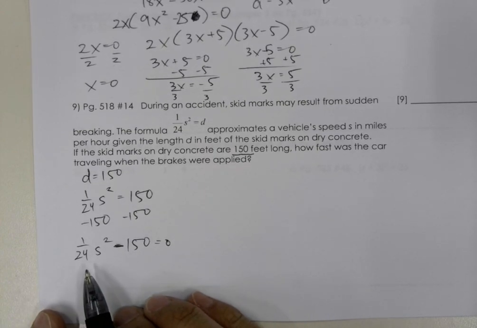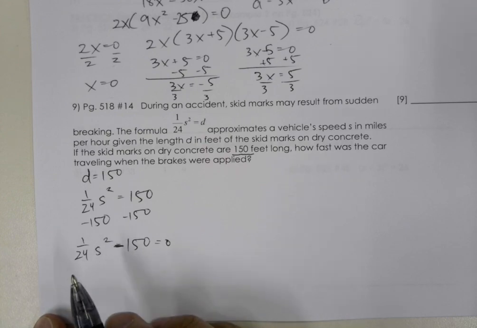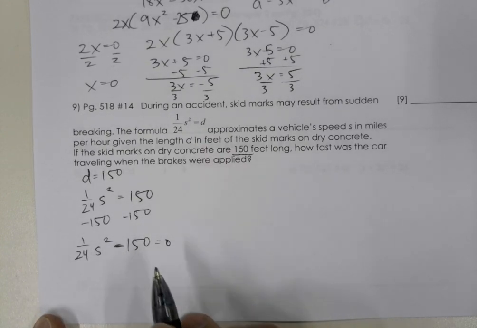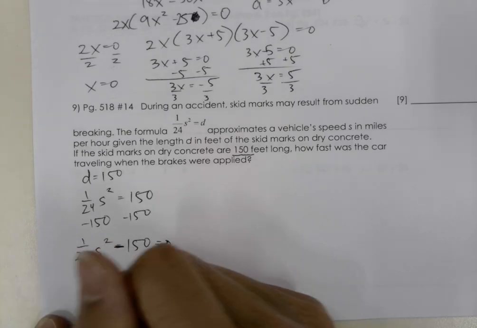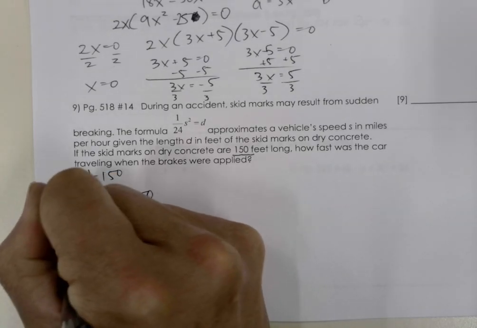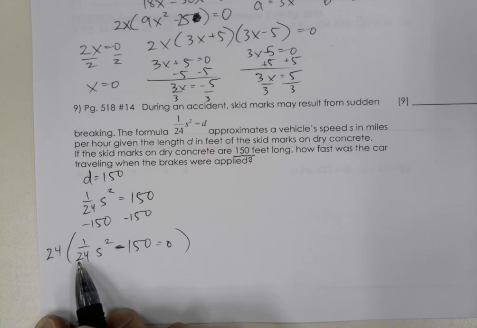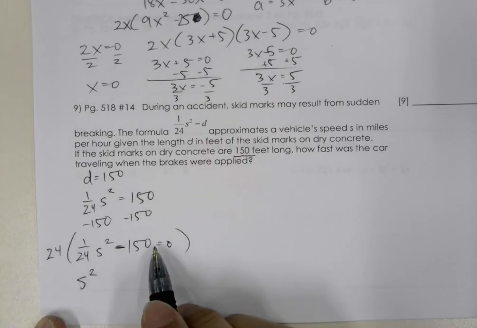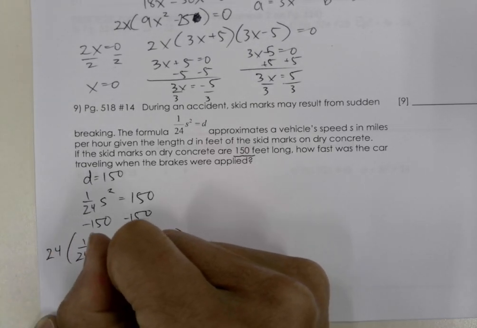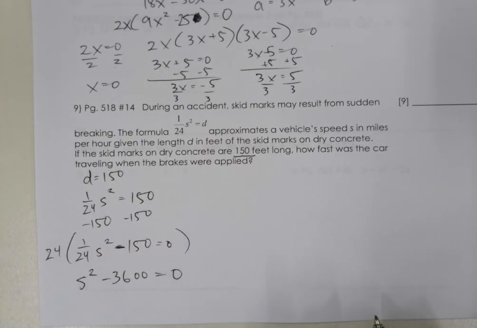We need to have a whole number in front of the S squared. We can do that by multiplying every term in the equation by 24, the reciprocal of the coefficient of the S squared term. So let's go ahead and do that. It would be 24 times the entire equation, and we'll distribute that out. 24 over 24 is 1, so we're going to have S squared. 24 times negative 150 is negative 3,600, and then 0 times 24 is 0.